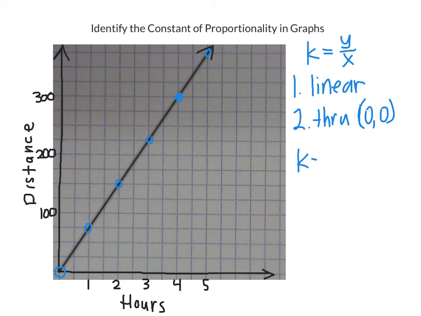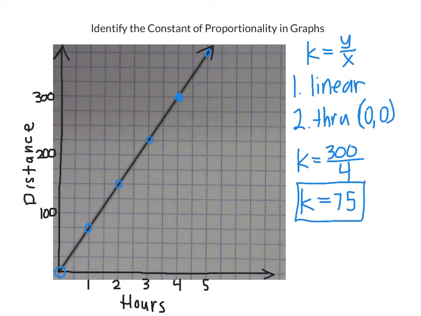So k equals 300 over, or divided by 4. And when I divide that, 4 goes into 300 75 times. So my constant of proportionality is 75.